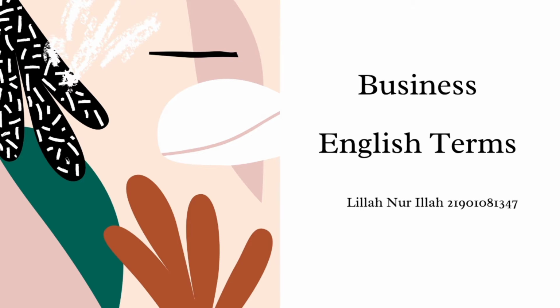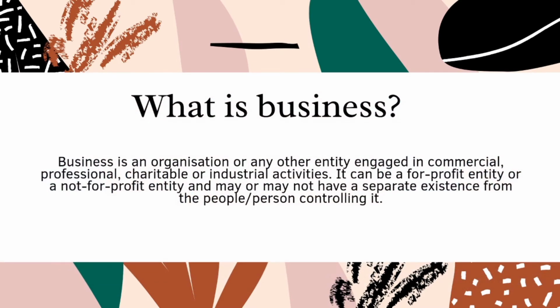So in here I will present about business English terms. What is business? Business is an organization or any other entity engaged in commercial, professional, charitable, or industrial activities. It can be a for-profit entity or a not-for-profit entity and may or may not have a separate existence from the people or person controlling it.